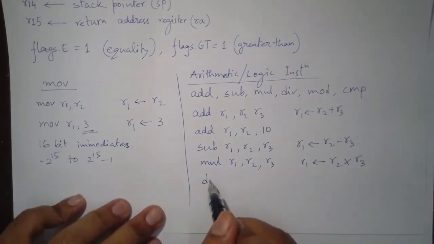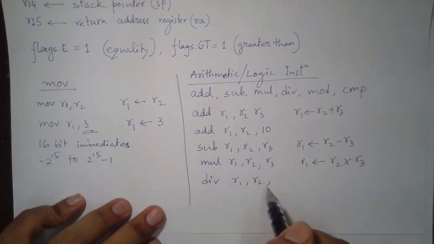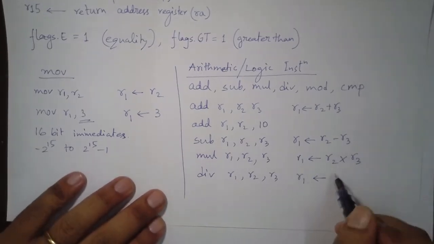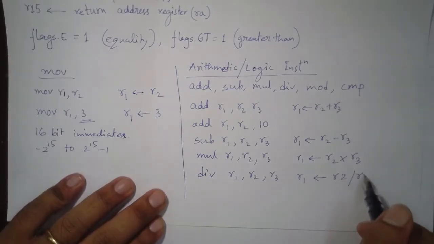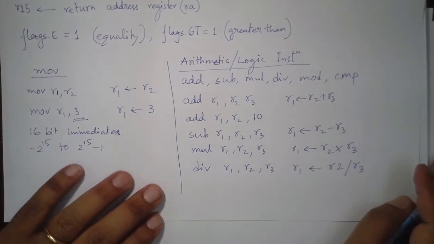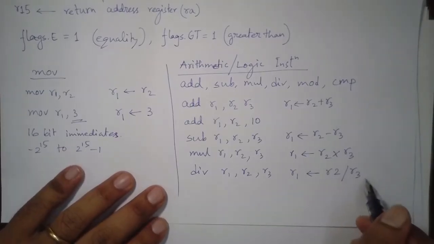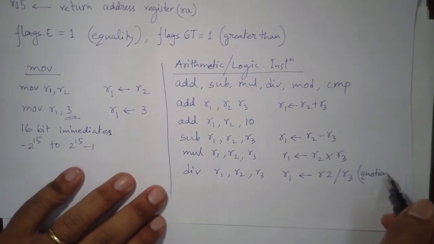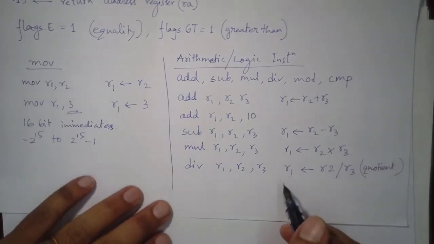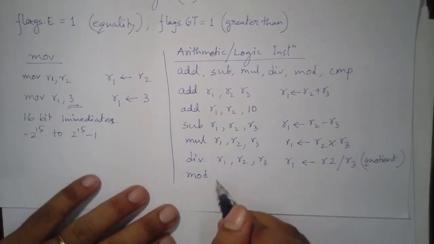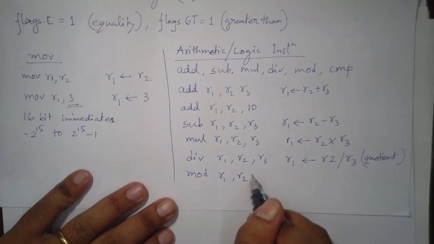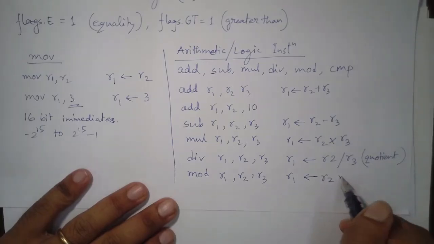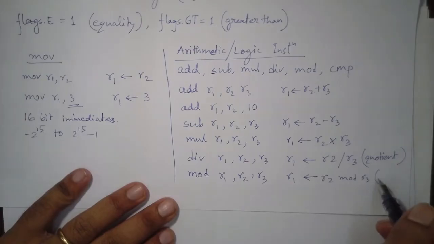Now, in case of division, again R1, R2, R3. In case of division, you will be storing the result of dividing R2 by R3, and you will be only storing the quotient here. All right. For the remainder, you have to perform the mod operation. For that you have the mod instruction. It will store in R1 the value of R2 mod R3, which is basically the remainder.